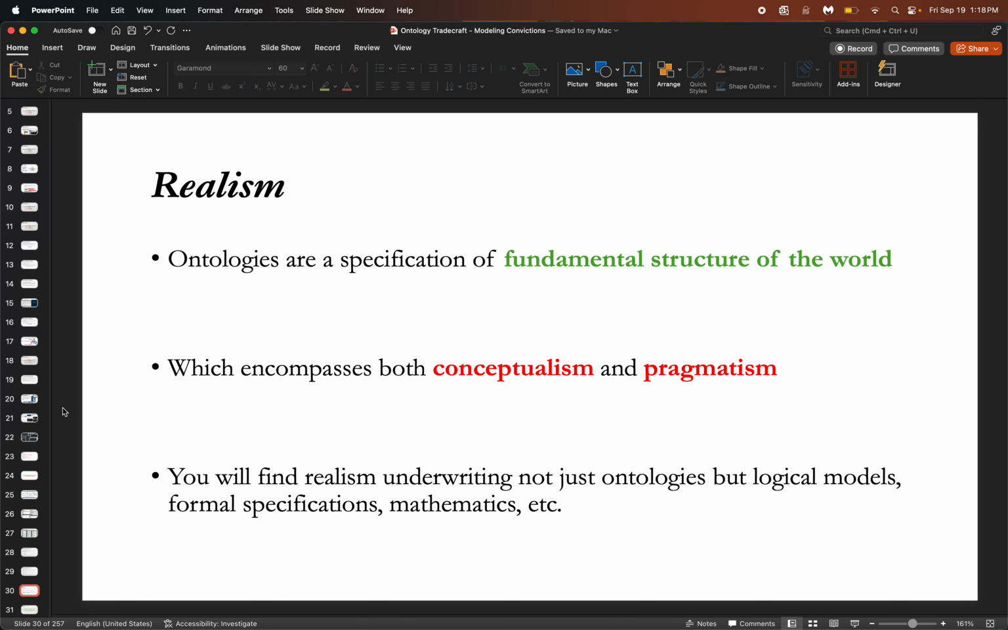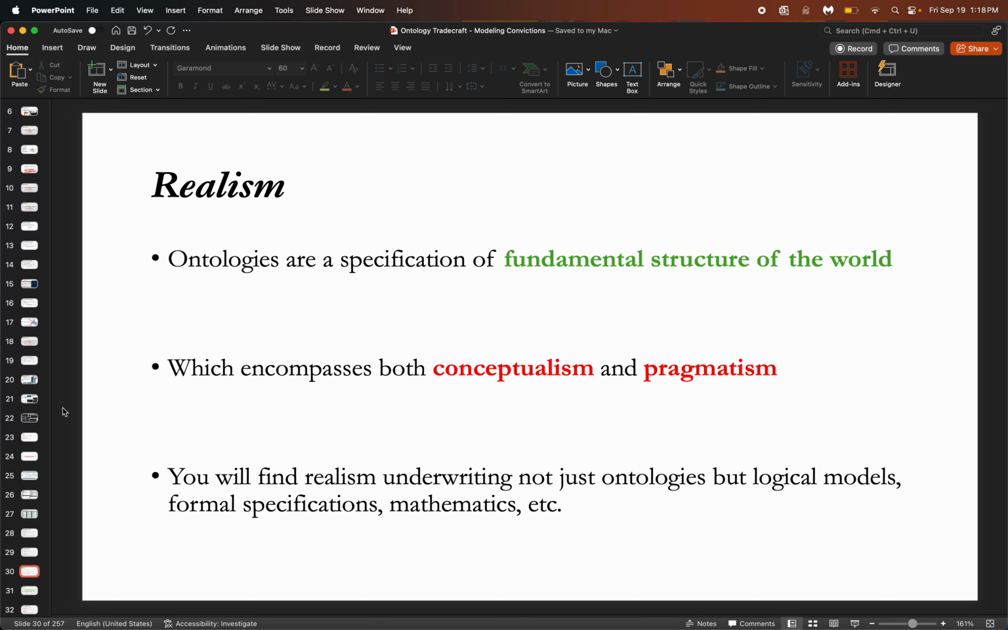Conceptualism is a view that ontology should be modeling concepts, like what we think about the world, and the way the world is is a different question, right? But we can hold certain that we are modeling what we think about the world, at least, and that's different from the world itself, and so there's an epistemic gap. On the other hand, pragmatism says ontologies are modeling whatever you need them to model, right? And so I think realism, as I've characterized here, actually encompasses both of these.